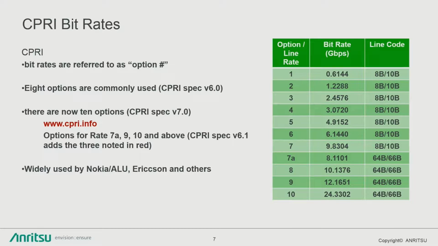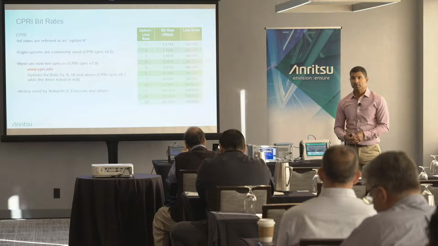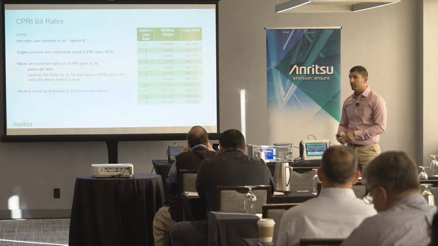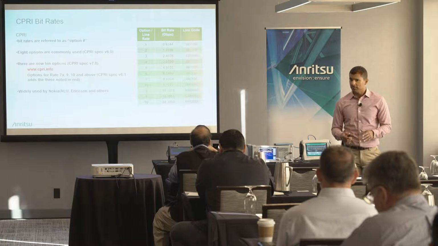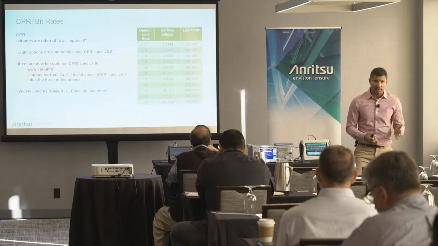Now, what's unique about this, there were a couple of challenges with CPRI. First of which, as you can see, there's a variety of different CPRI rates or line options, and as you move up, the data rates get pretty large. CPRI rate option 10, which we're seeing now for certain 4G deployments, supports up to 25 gigabits per second. That's CPRI rate 10.